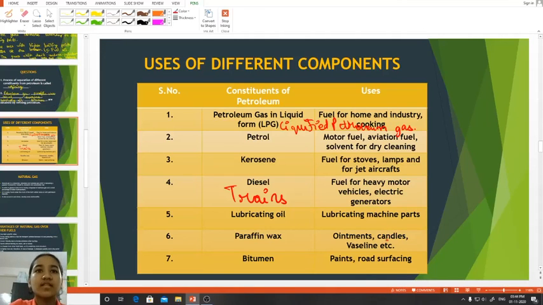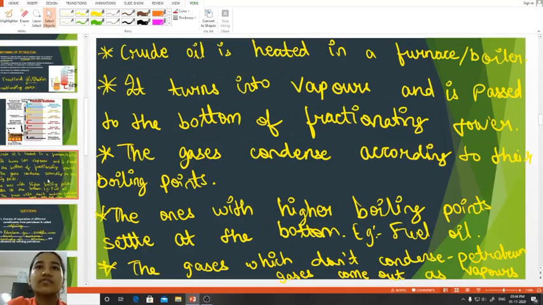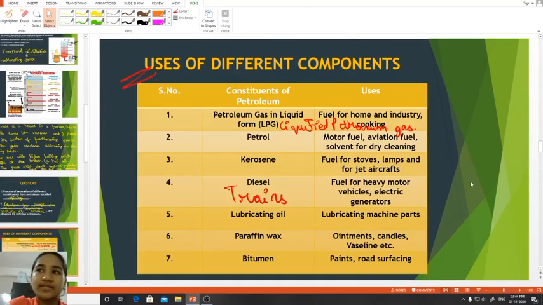Bitumen is used for paints and road surfacing. So these are the uses of the different components that we obtain. I hope you all understood all about fractional distillation and refining of petroleum, the procedure, and the uses of the different components that we obtain.